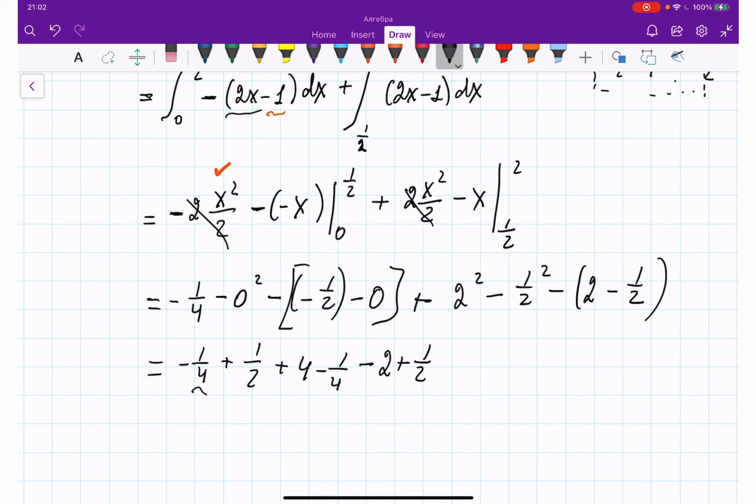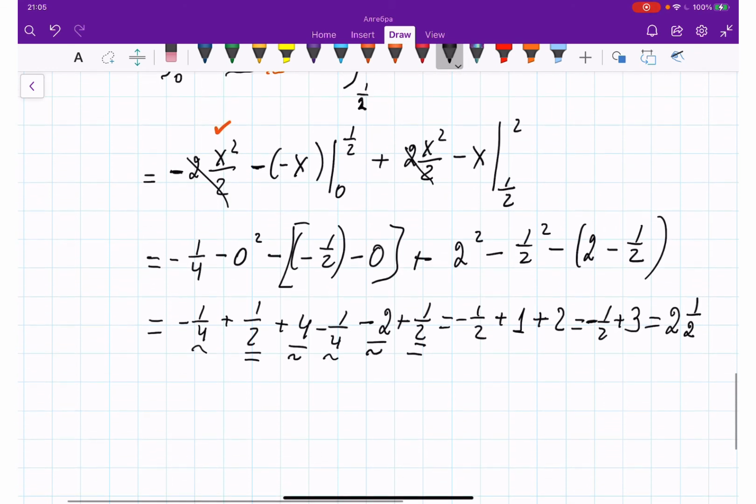This negative 1/4 and negative 1/4, it's going to be negative 1/2. This 1/2 and this 1/2, it's going to be 1. And 4 minus 2, it's going to be 2. And we are getting negative 1/2 plus 3. So 3 minus 1/2, we get 2 and 1/2. This is going to be our answer.